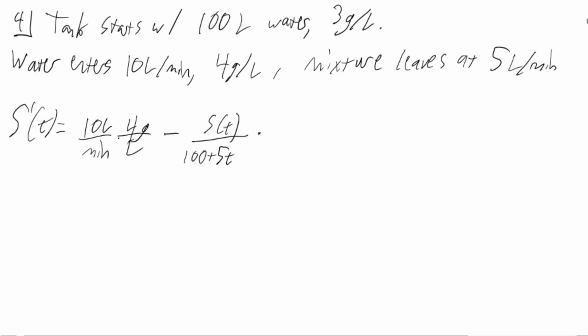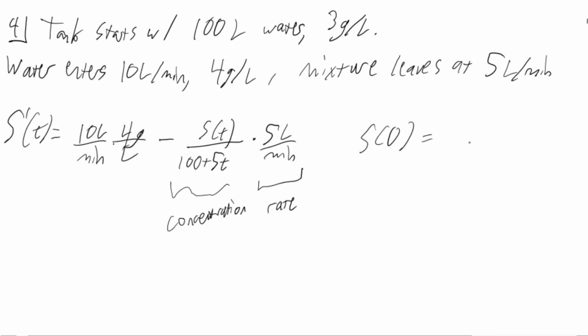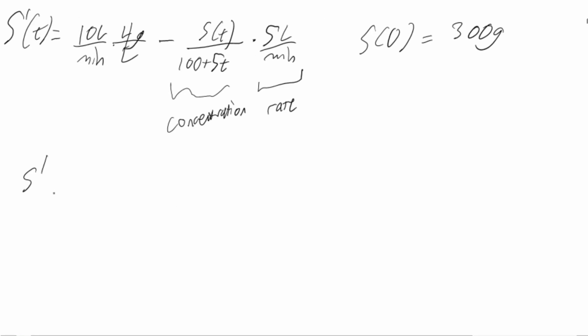Now I highly suggest pausing and thinking about why this is the volume and why this is the concentration of salt at time t. Once you realize that's the concentration, and that the rate at which the mixed solution is leaving is 5 liters per minute, this gives us this differential equation. It's a slightly harder differential equation than what we had before, and we have initial conditions, of course. S of 0 equals 300 grams.